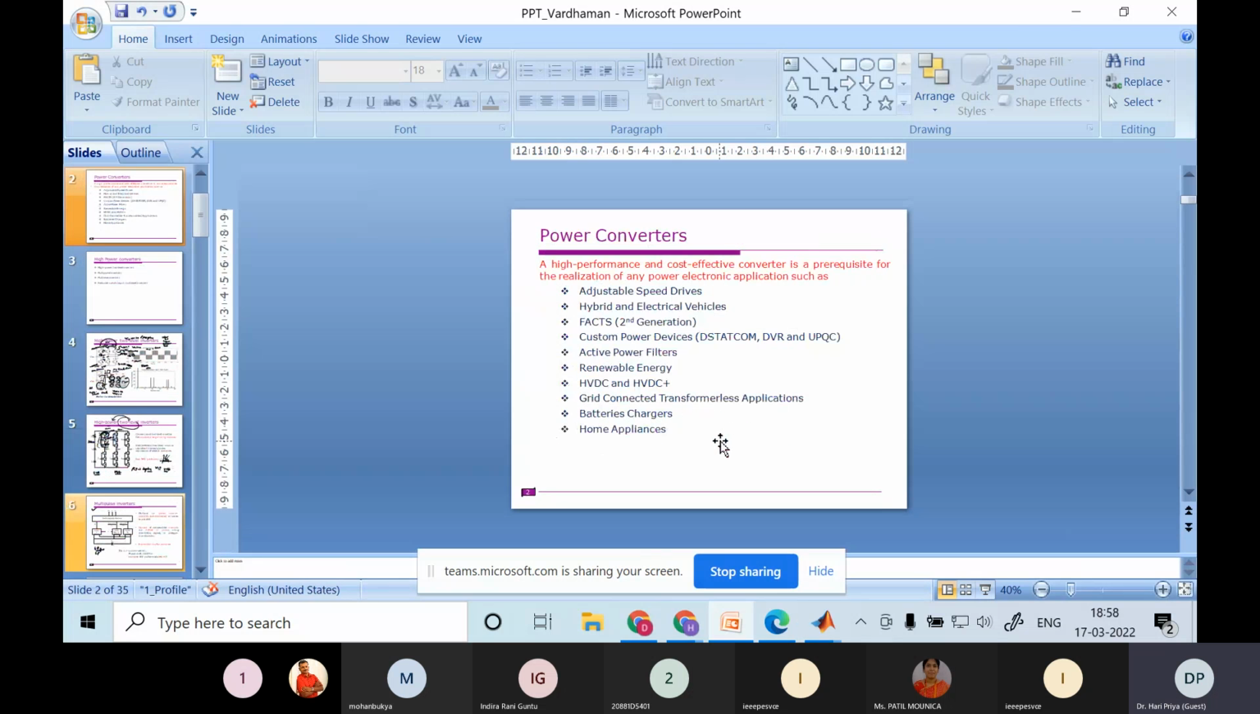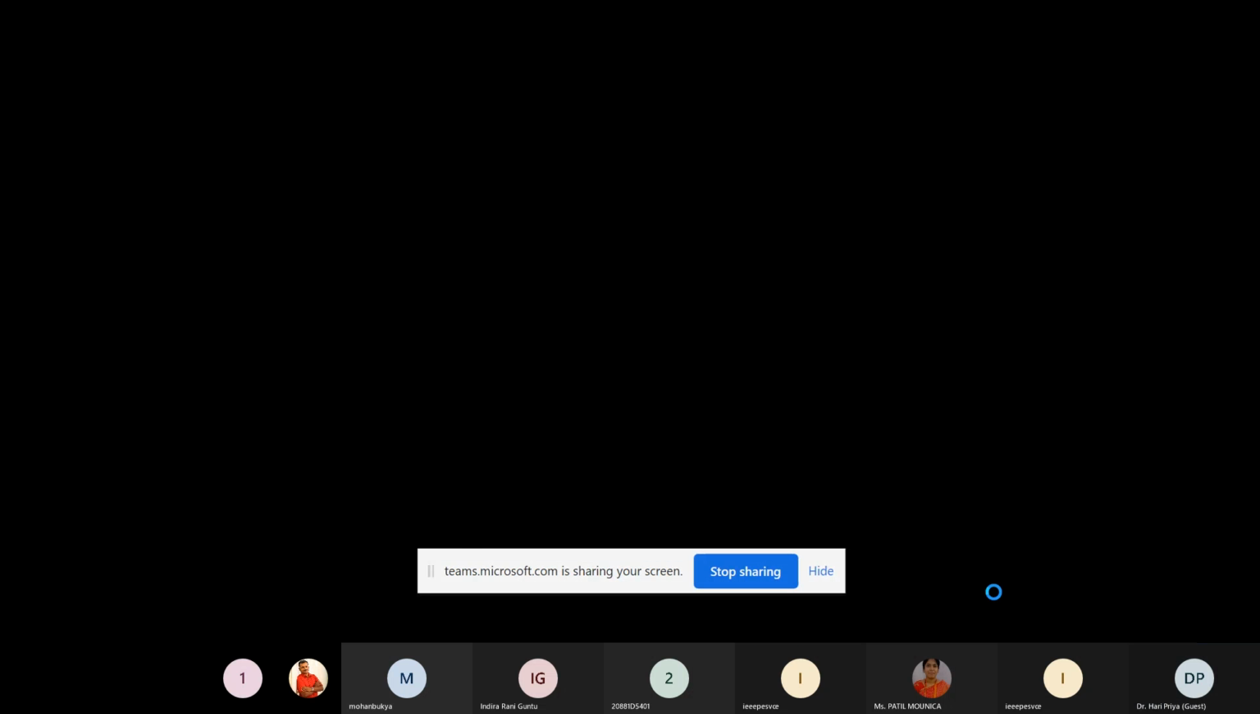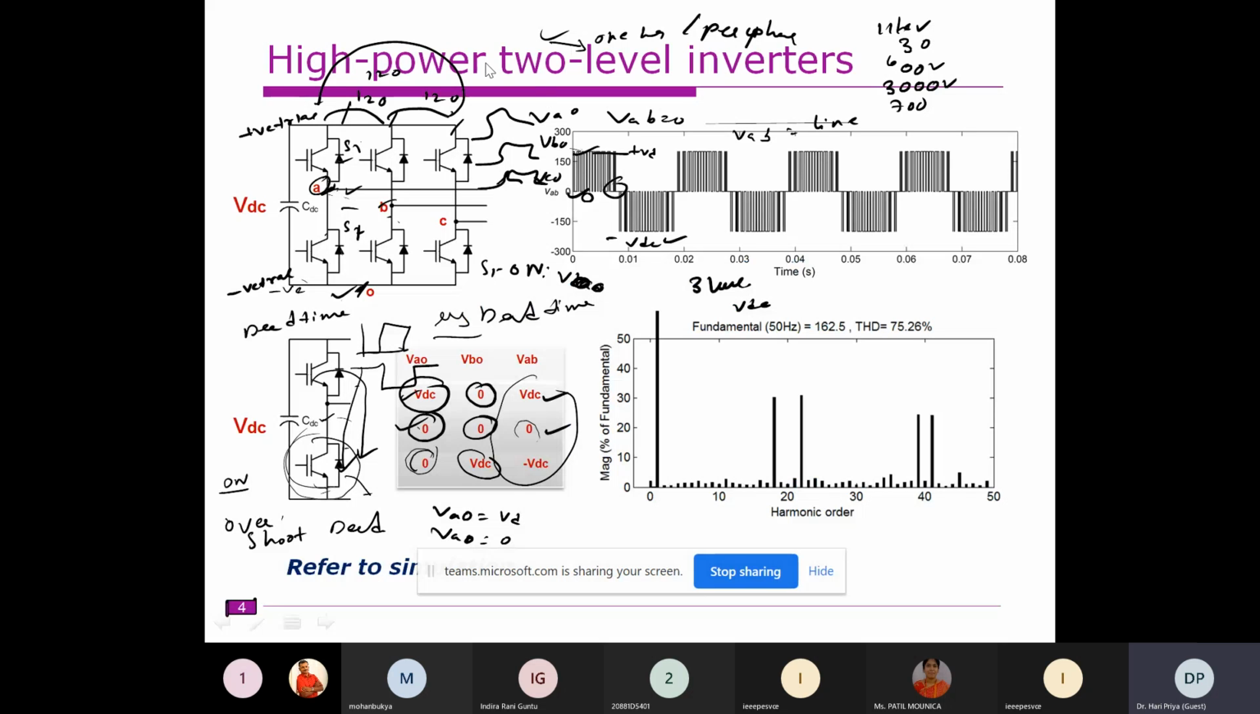For example, in this case, you see a screen where you are showing a high power 2-level inverter. It's a simple 2-level inverter only. You can see the maximum harmonic at harmonic order 20. Harmonic order 20 means 20 into 50, which is 1,000 hertz. That means the switching frequency is 1,000. That's the reason you are getting maximum harmonic there.